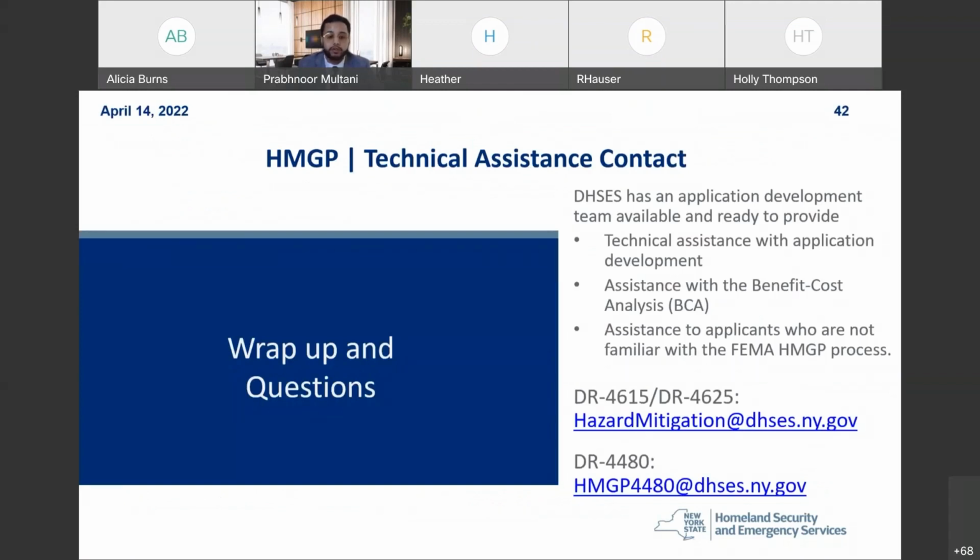Hazard Mitigation Grant Program Technical Assistance Contact. Now, DISHES has an application development team available and ready to provide technical assistance with application development, assistance with the benefit cost analysis, and assistance to applicants who are not familiar with the FEMA HMGP process. Right below that, we have the email address listed for all three disasters. If you have any questions, or would like us to take a look at any ideas, we'd be more than happy to work with you. So please reach out.